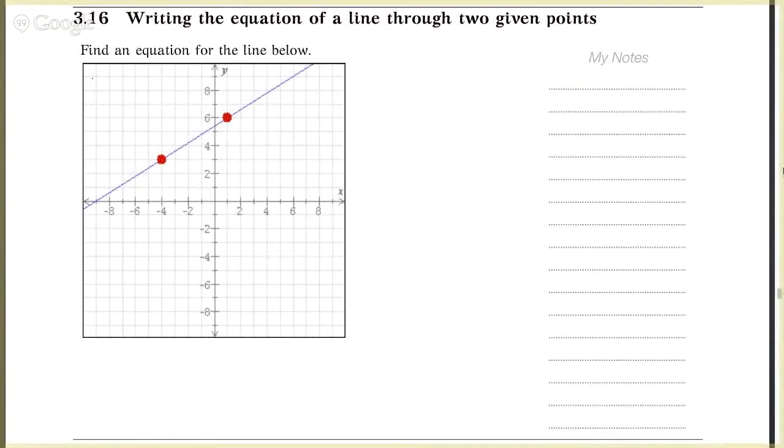In this example, we're going to look at how to write an equation for a line that goes through two specified points. I really like this example because I kind of see it as the universal example. This also is the way that linear equations arise in real life.